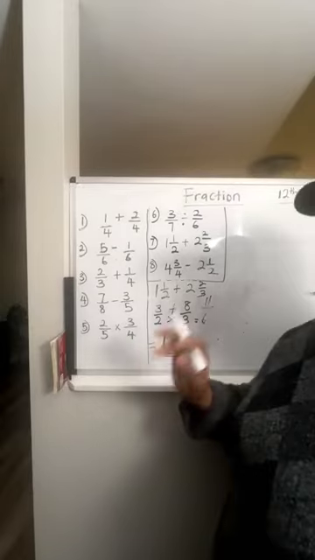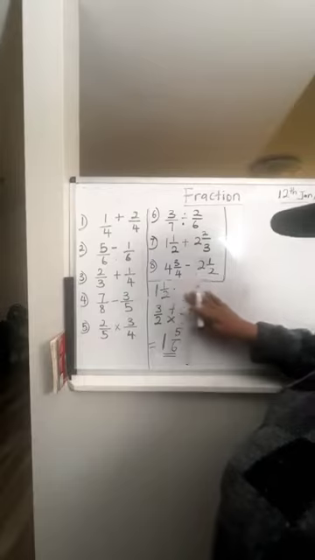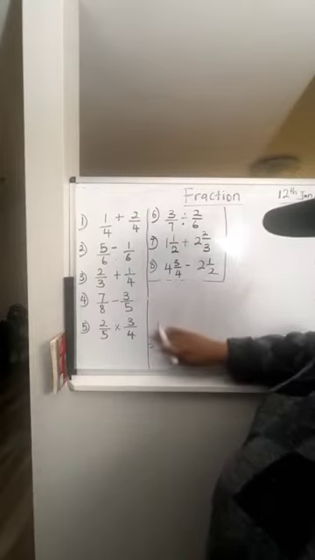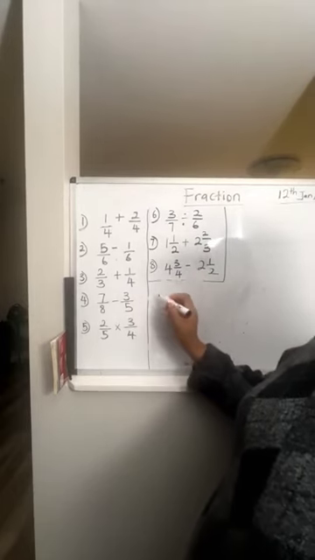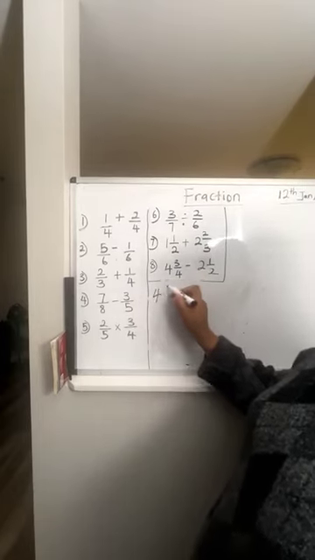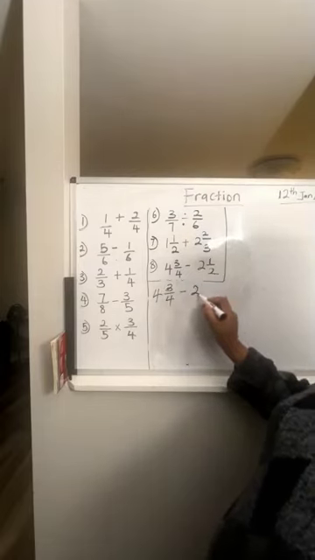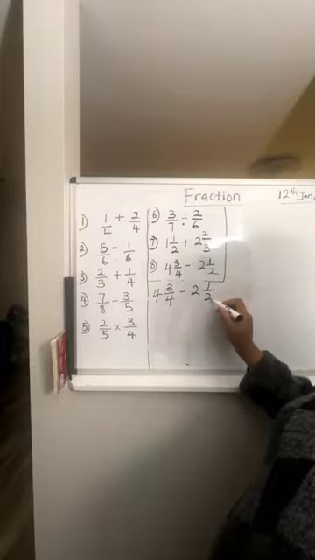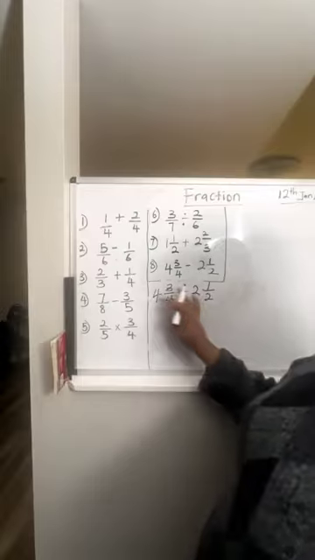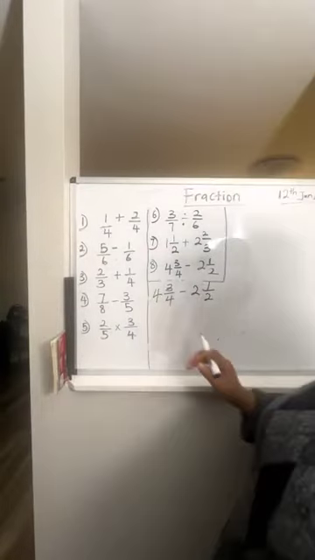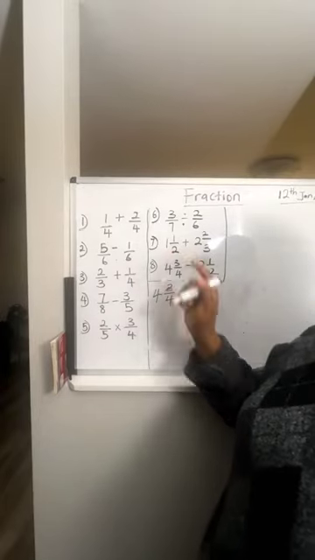Now we are at the last one, which is number 8. 4 whole number 3 over 4 minus 2 whole number 1 over 2. We change it to improper fraction first because this is called mixed fraction. Now, since we are changing it to improper fraction, we are going to do the same thing we did here.